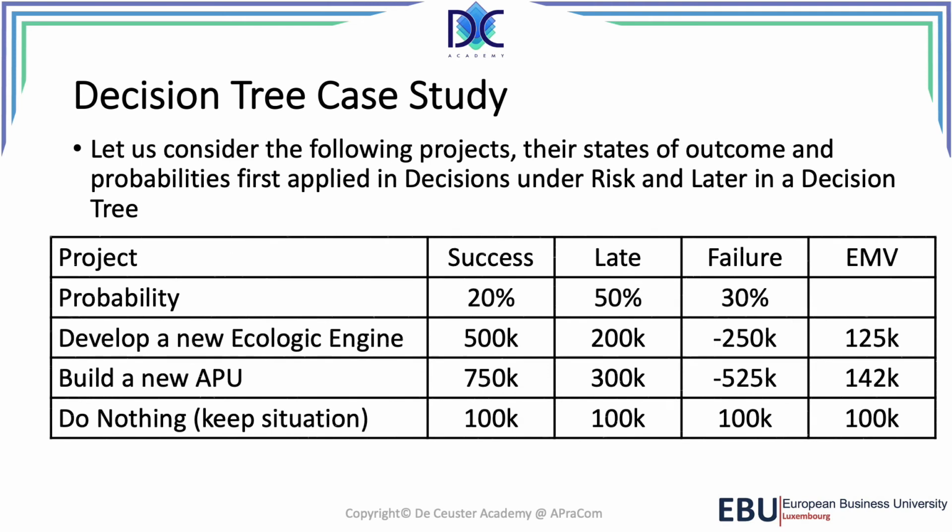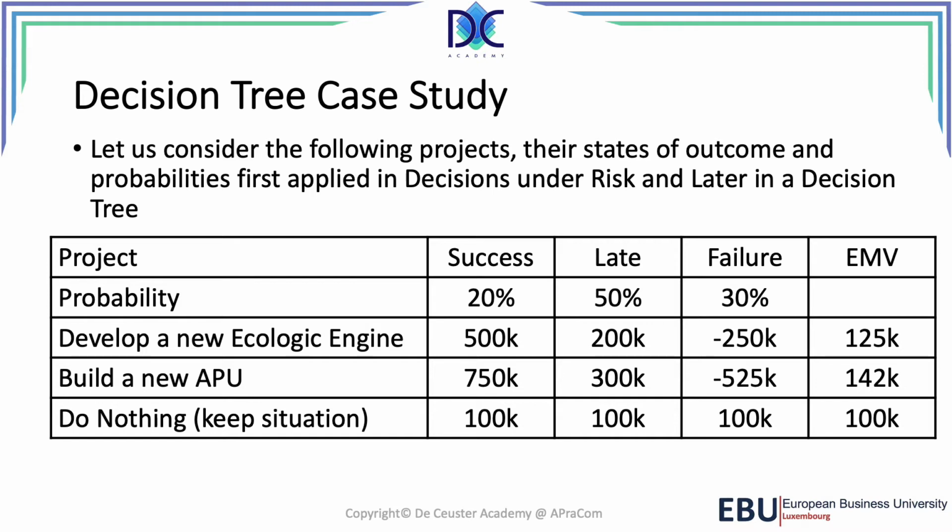We look at the elements that we had before. So we have 3 projects that we consider, basically 2 projects. We have develop a new ecologic engine and build a new APU. An APU is an auxiliary power unit, which is typically used on aircraft. Do nothing, in our case, we keep the existing situation, and the existing situation gives us a constant profit of 100K. So we have the same elements there, the success, late and failure events that we consider, and we calculated the expected monetary value. Basically, we can use this as the case study.